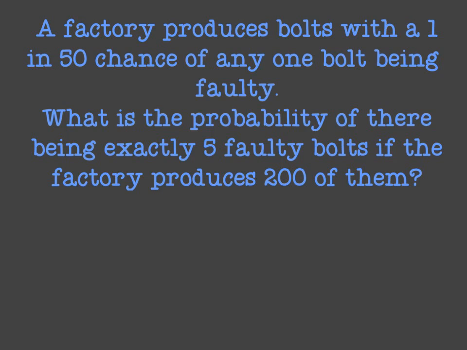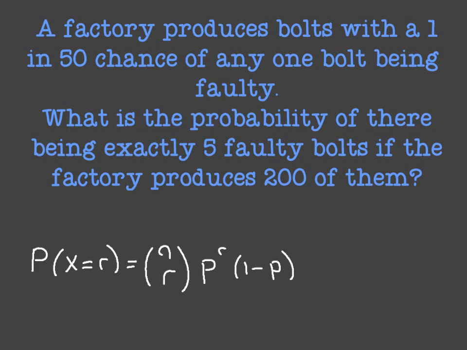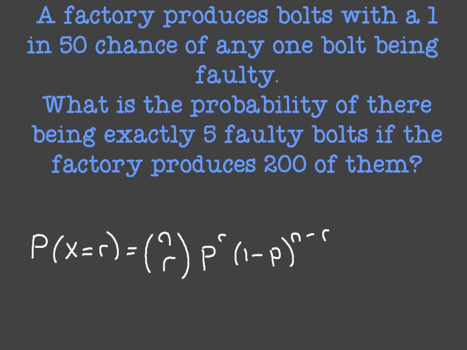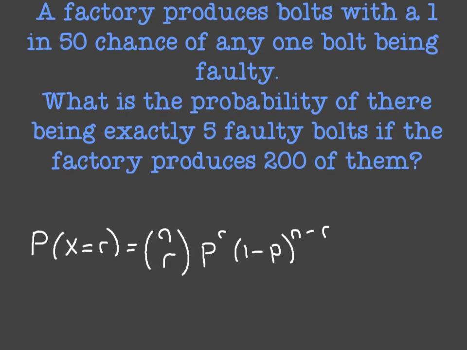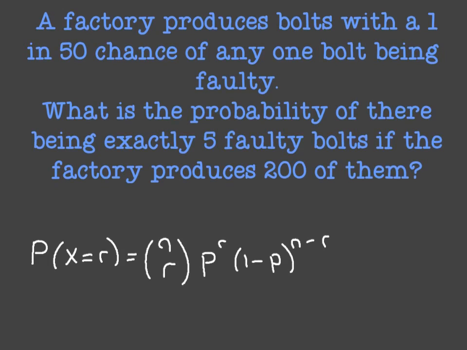And just to remind ourselves of what the formula for that was, we saw that the probability of the random variable being equal to r is equal to the binomial coefficient n choose r times the probability of a success to the power of r times 1 minus p to the power of n minus r. Now, looking at this, hopefully it's quite clear that we have to figure out what n is, what r is, and what p is. Luckily for us, all of these are given to us in this question.